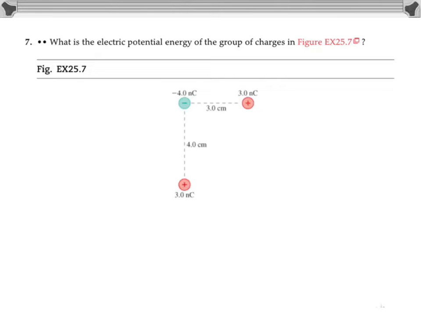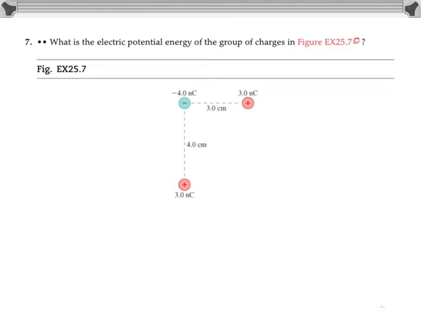All right, here's another problem. This one is also about electric potential energy, problem number 7. It says, what is the electric potential energy of the group of charges shown in the figure? As you can see there, we have two positive charges, one negative charge. The distance between them is given.